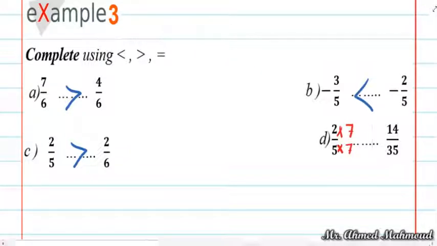The two fractions will be 14 over 35, and the other one is also 14 over 35. Okay, 14 over 35 and 14 over 35 are equal. We have another way, which is called cross multiplication, or switching denominators, by giving 5 to the second fraction and 35 to the first fraction, and we are going, inshallah, to learn this way in the next example.